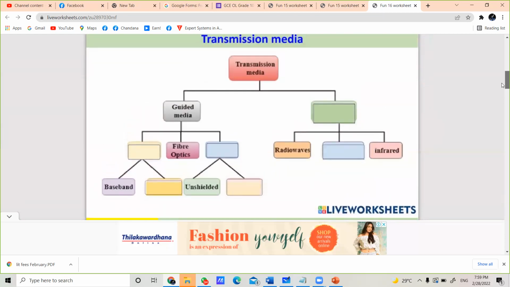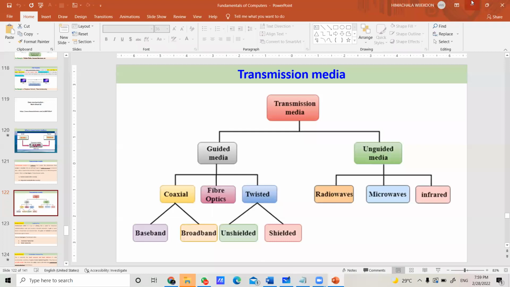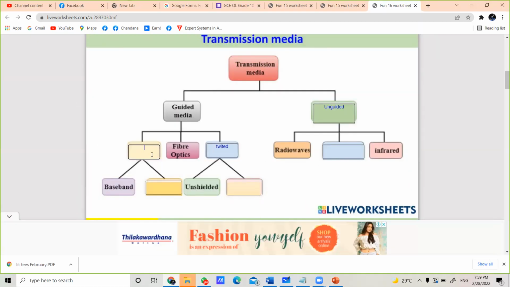Using that same chart, transmission media are guided and unguided. Under guided media, fiber optics, twisted. What's the first one? Can you remember? Coaxial.